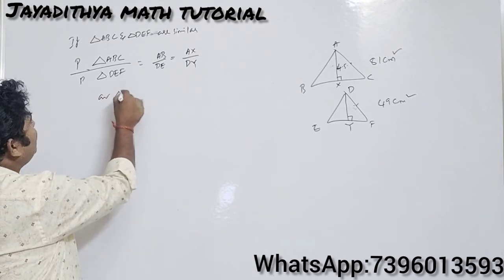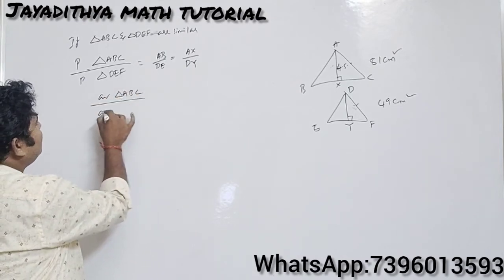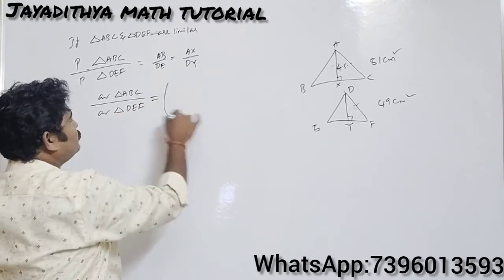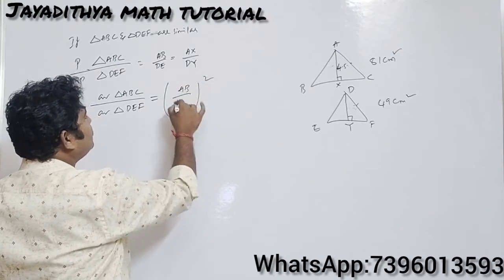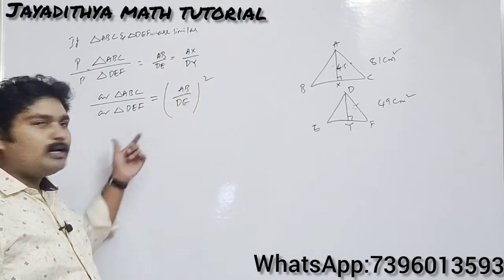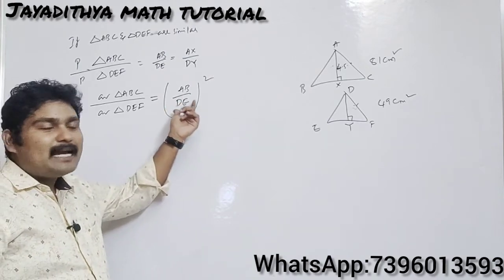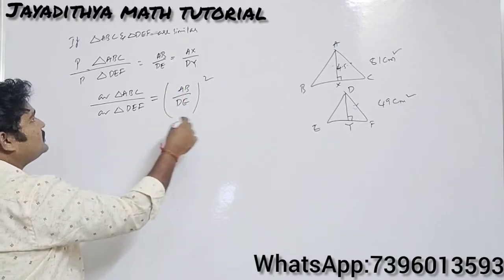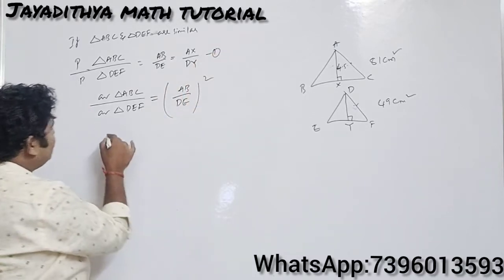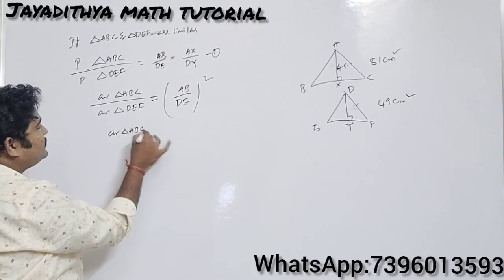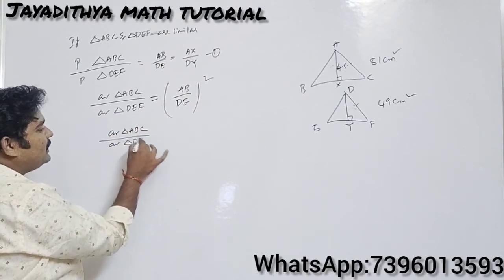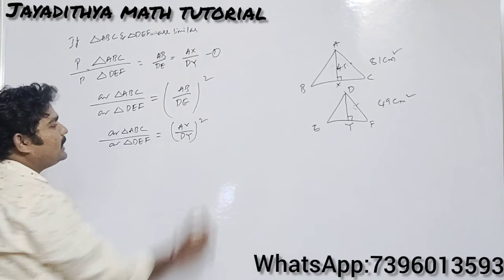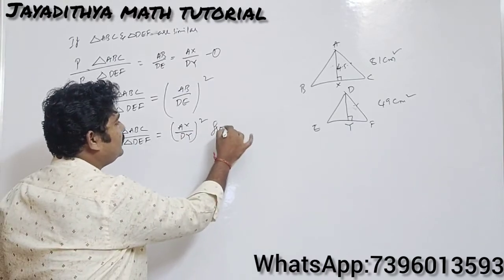So here what we need to find: area of triangle ABC by area of triangle DEF will be equal to the square of the ratio of their corresponding sides, right? The square of the ratio of their corresponding sides, and this ratio of corresponding sides is also equal to the ratio of their corresponding altitudes. So I can change here. Let us take this as equation 1, and now what can you write here? Area of triangle ABC by area of triangle DEF will be equal to AX by DY whole square. Can I write it or not? So here you put from equation 1.